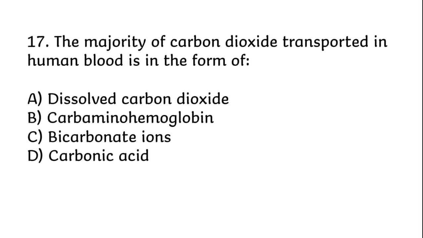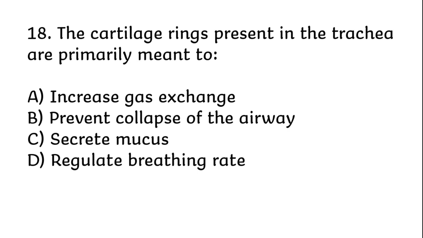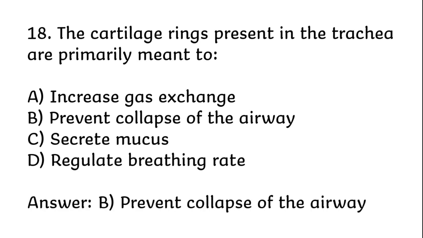The majority of carbon dioxide transported in human blood is in the form of. Correct answer is bicarbonate ions. The cartilage rings present in the trachea are primarily meant to. Correct answer is prevent collapse of the airway.